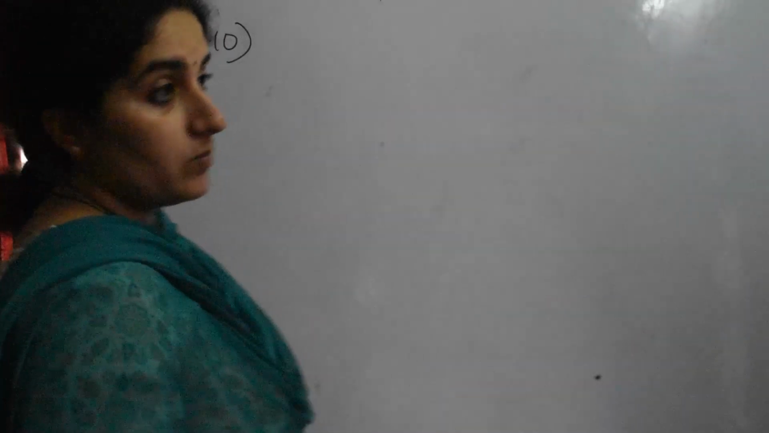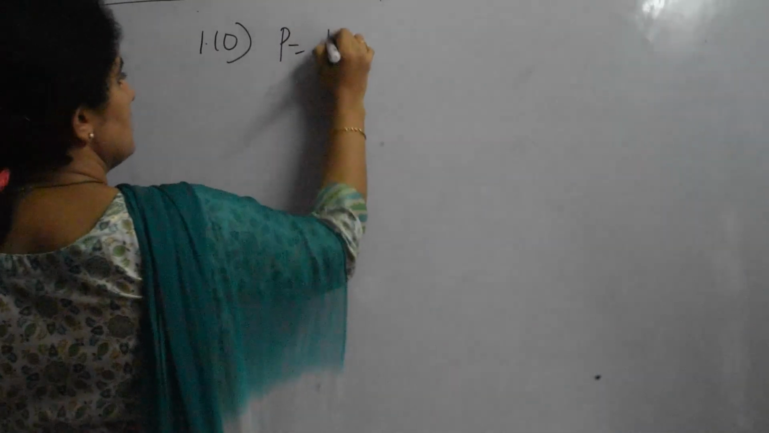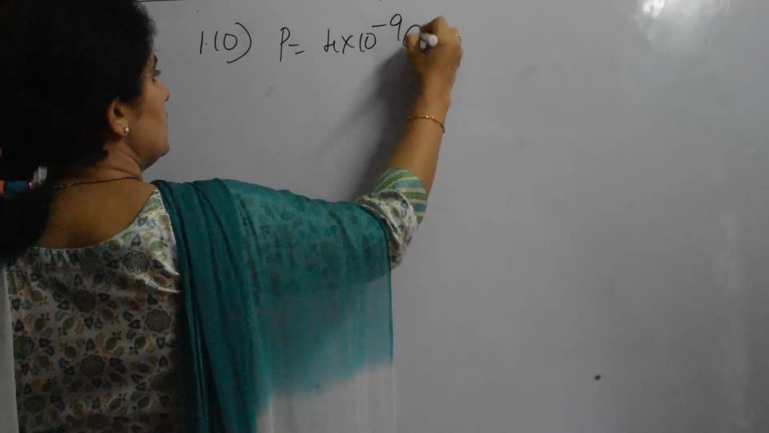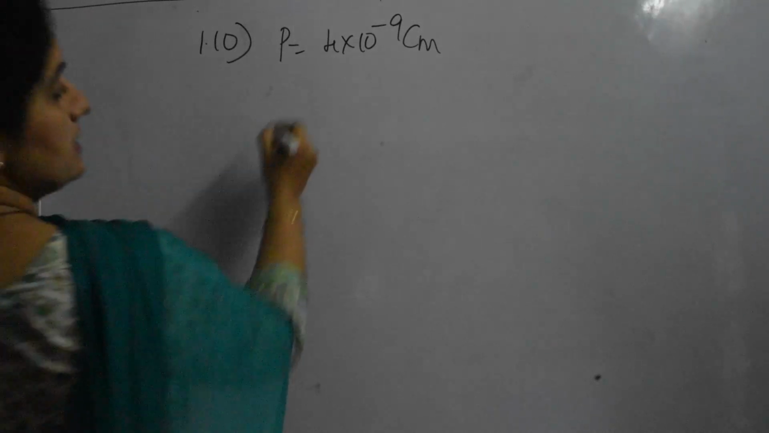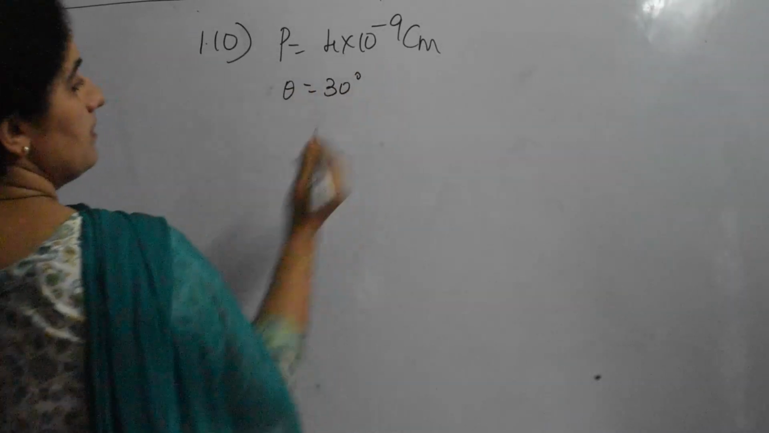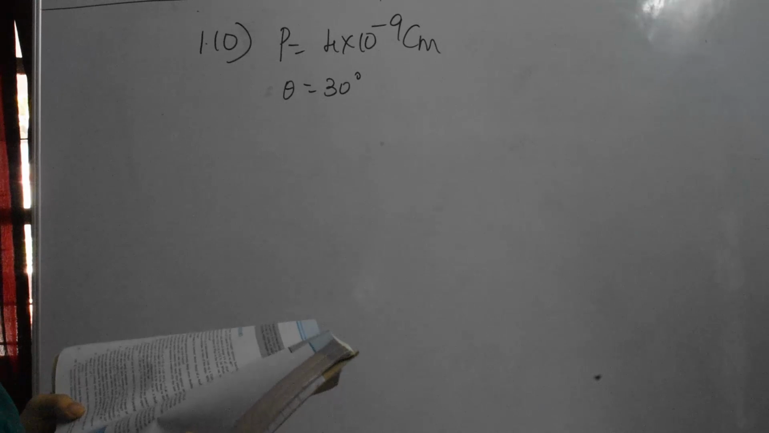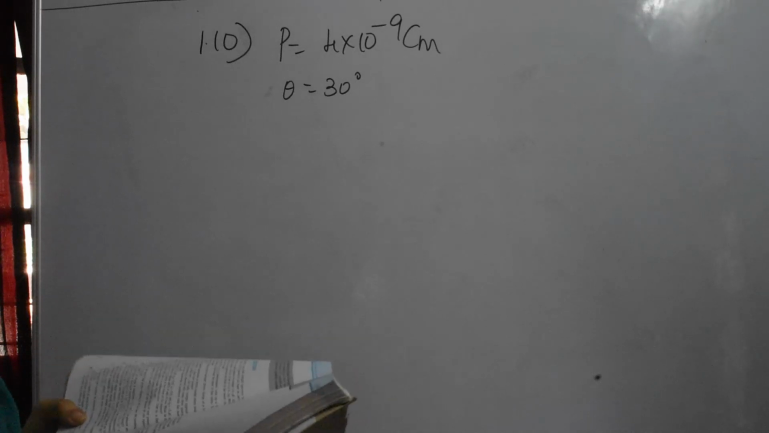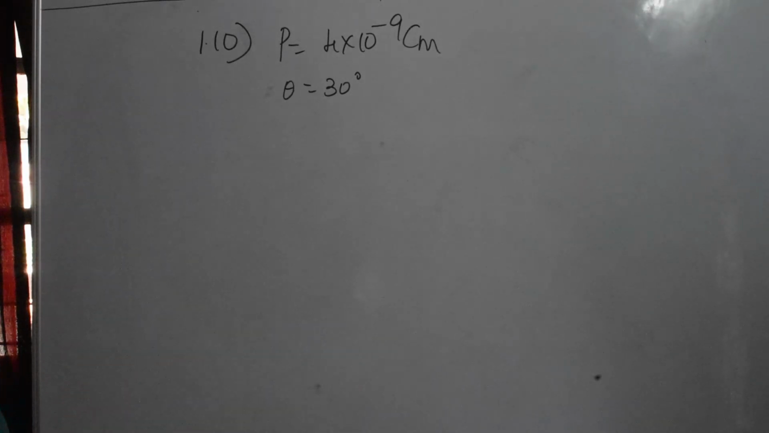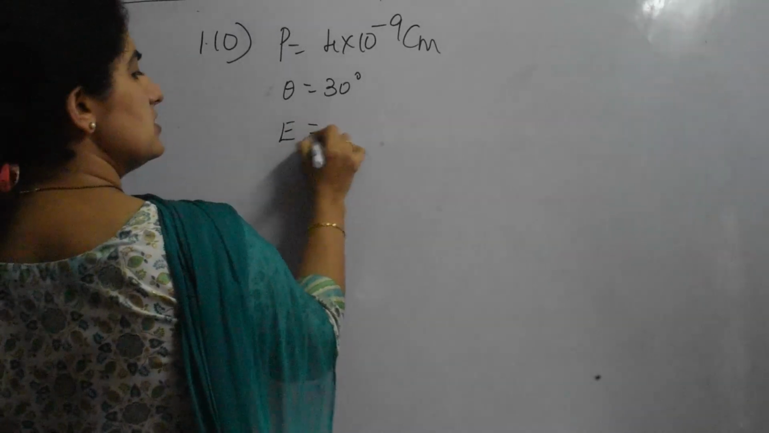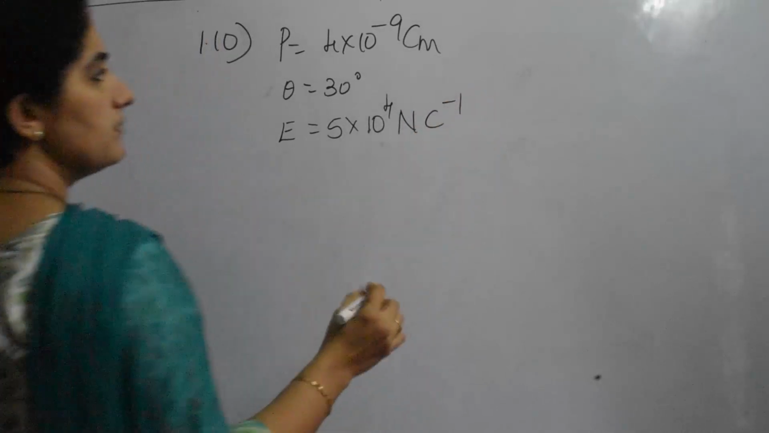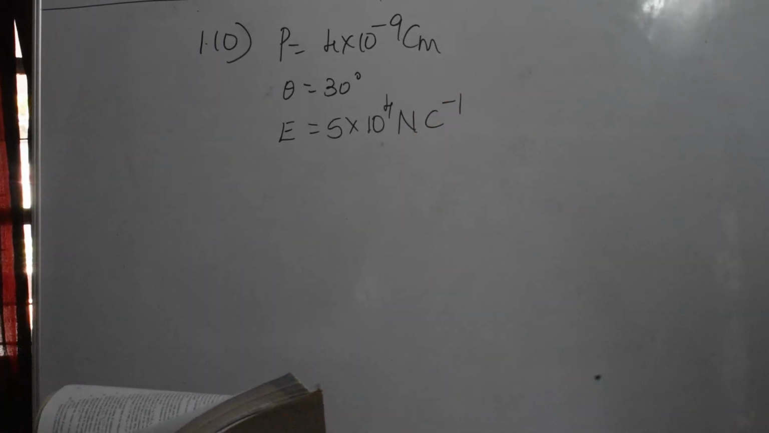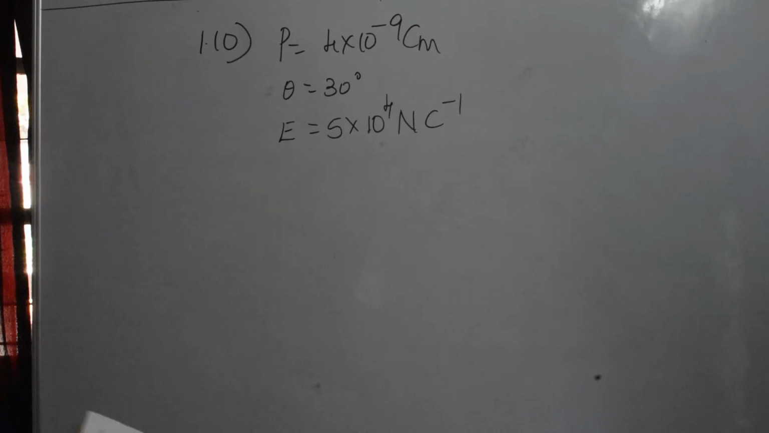Electric dipole with dipole moment. So dipole moment is given as 4 into 10 to the power minus 9 coulomb meter, is aligned at an angle of 30 degrees. So theta is 30 degree. With the direction of uniform electric field of magnitude 5 into 10 to the power 4. So electric field is also given. 10 to the power 4 Newton per coulomb. So you have to calculate the magnitude of the torque which is acting on the dipole.